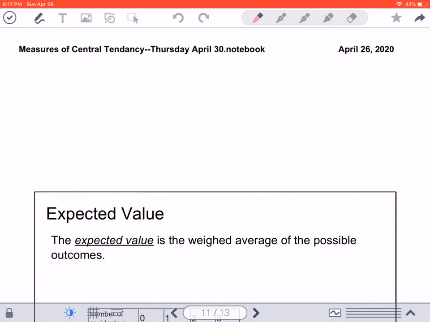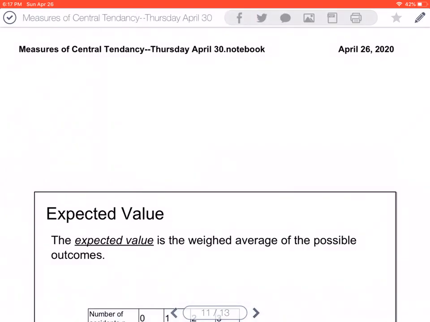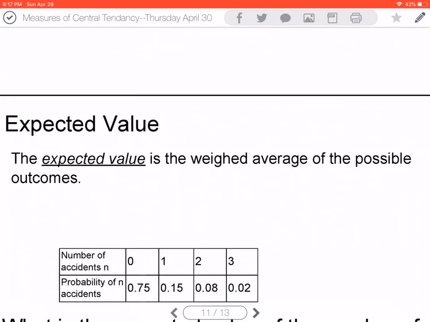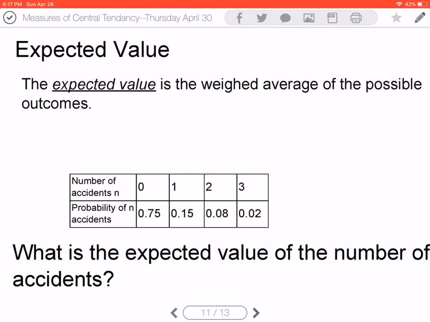All right, so now let's talk about something called expected value. Expected value. All right, so when we're talking about expected value, what this means is the weighted average of the possible outcomes. Okay, so it is the weighted average of all the possible outcomes.